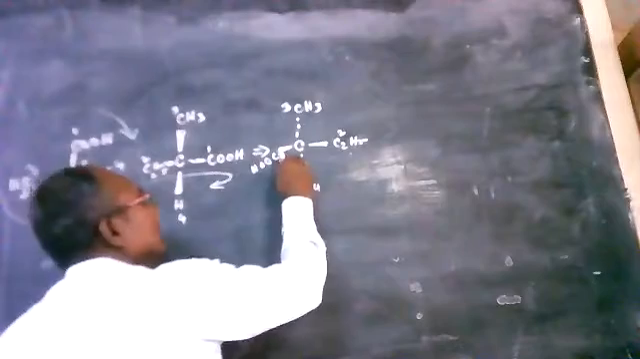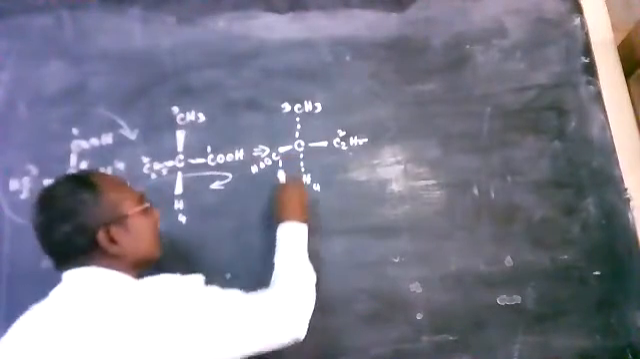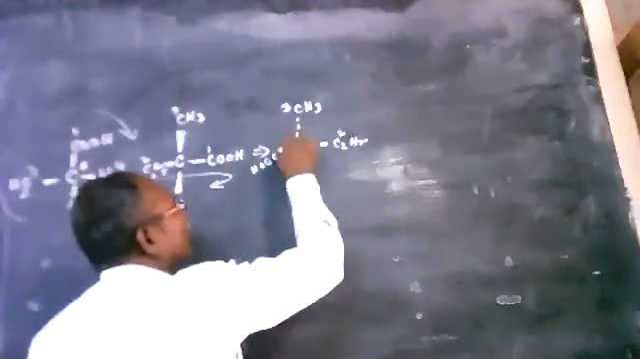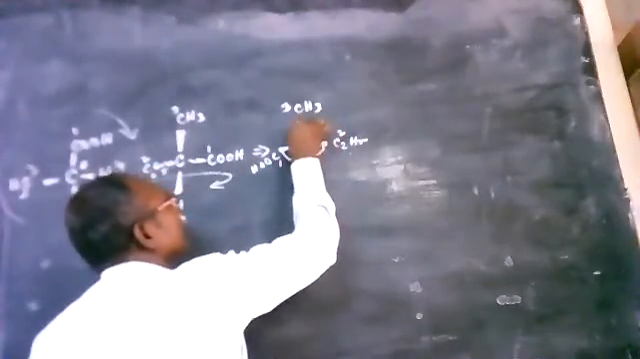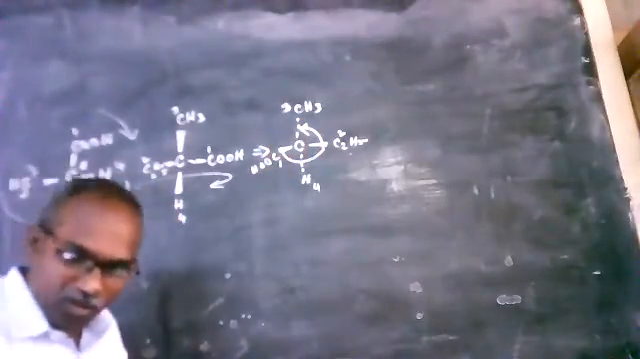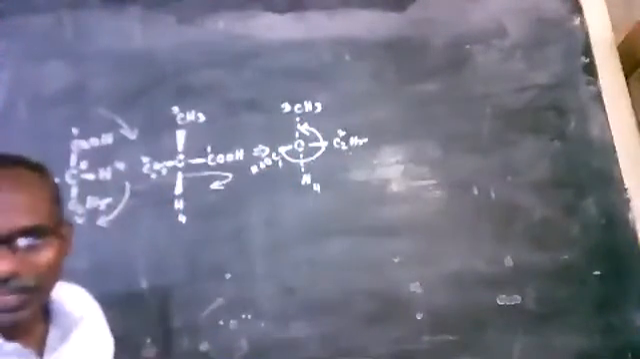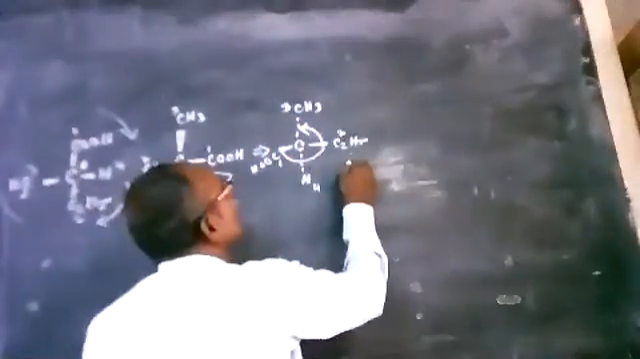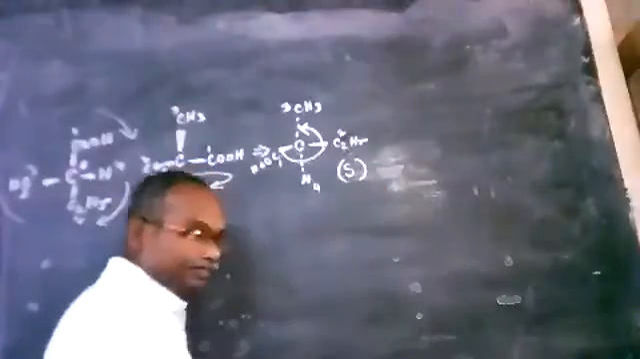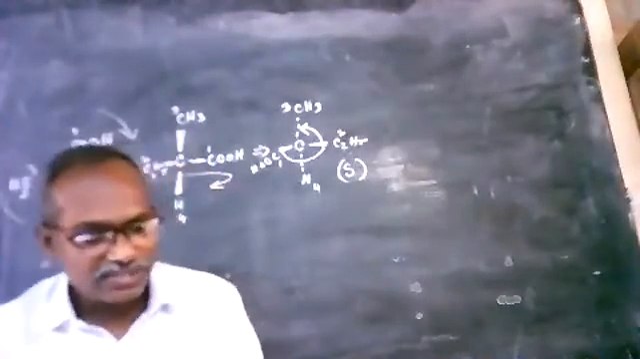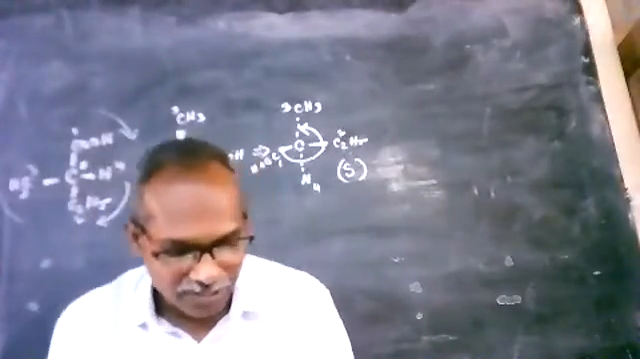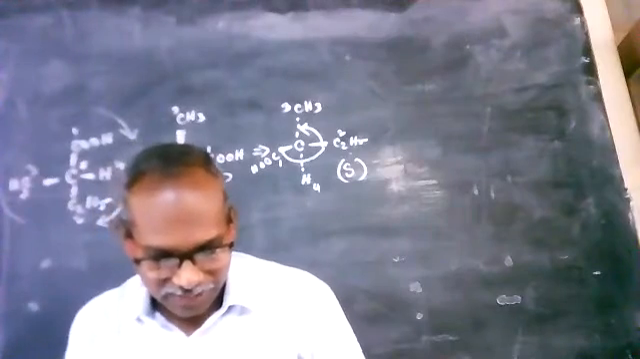Now you put the arrow mark starting from 1, 2, 3. See? Now the arrow mark rotation is in the anti-clockwise direction. Therefore, this molecule is S configuration. This molecule is of S configuration. Are you able to understand now? So this is of S configuration.